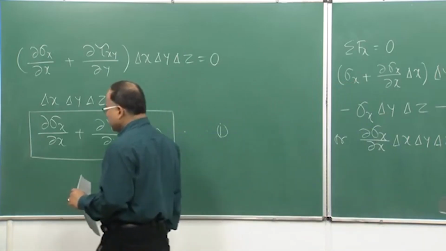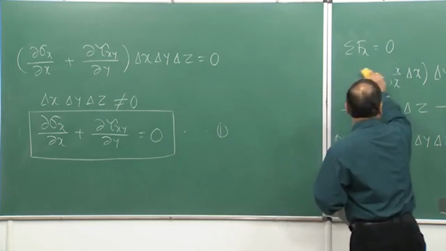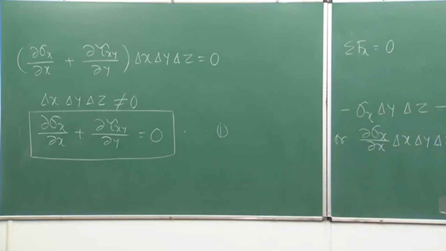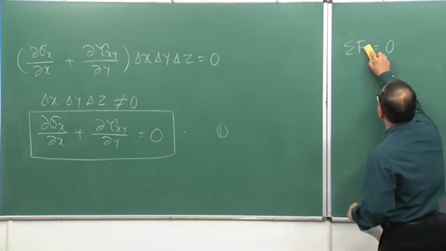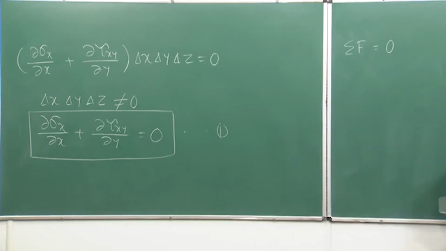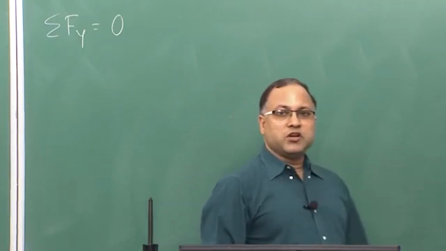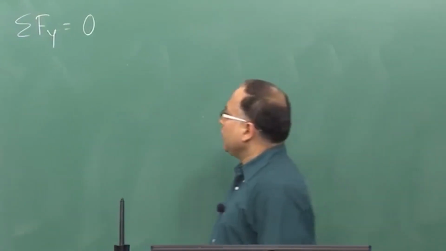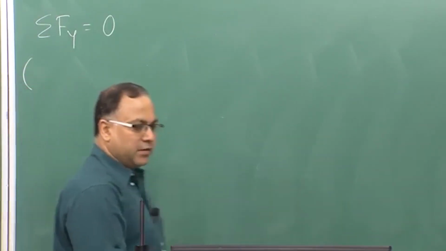Similarly, if we try to establish the equilibrium condition along y direction, in a similar fashion, if we take summation of Fy equal to 0, then what will we get? First, let us come back to this figure again.